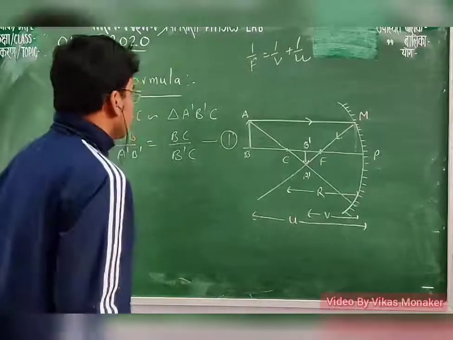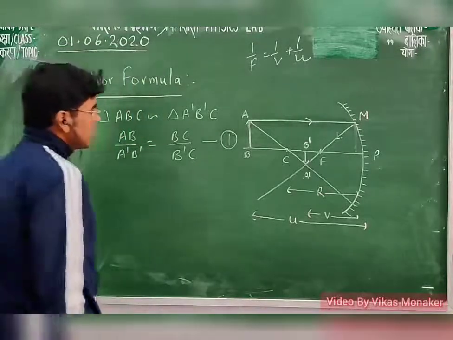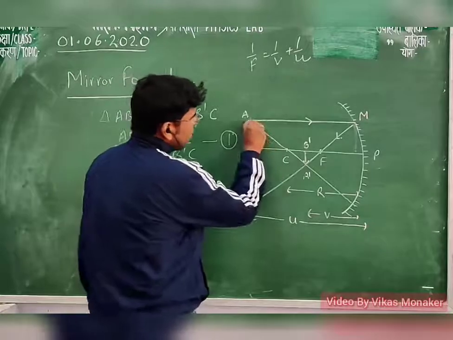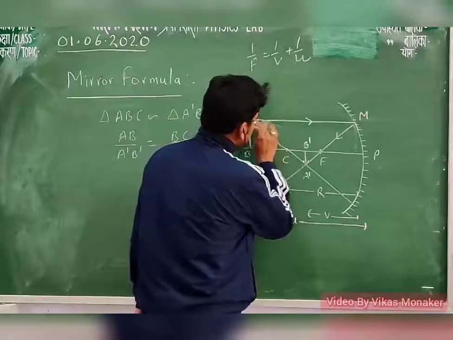Another similar triangle that we need to take. So we draw A to B like this. Incident ray.